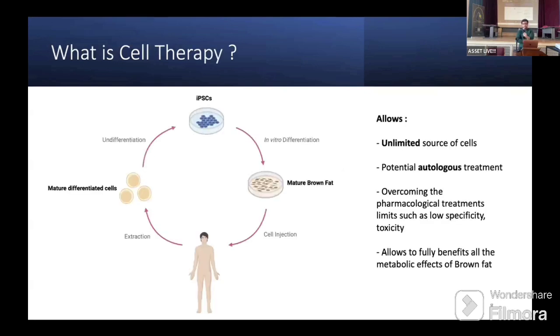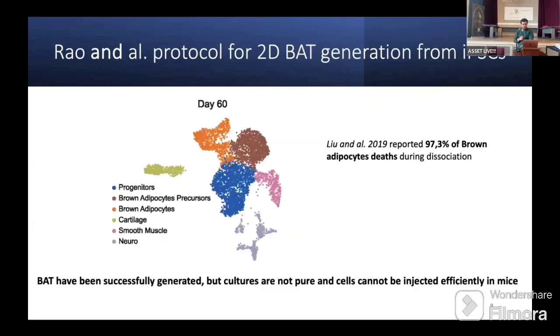And cell therapy basically is to take this iPSC and differentiate them into a tissue that we want and inject them in humans. It allows several things, including the unlimited amount of cells that we can generate in vitro, potential autologous engraftment, and it overcomes different difficulties, including the pharmaceutical treatments, because they can lead to toxicity and low specificity during treatments. And also it allows us to benefit from all the metabolic effects from the brown fat and not specifically one protein that we would enhance.